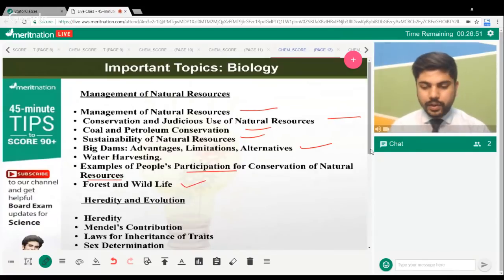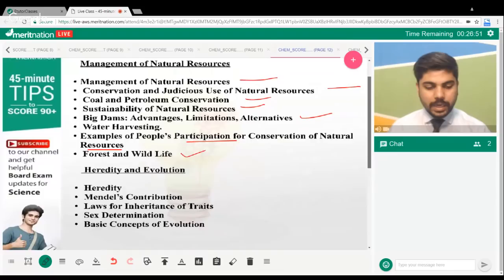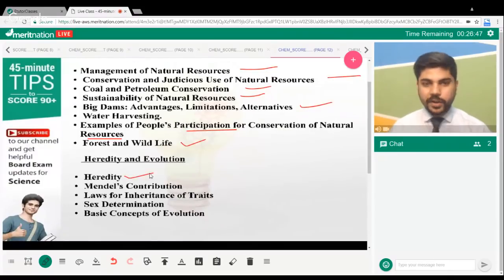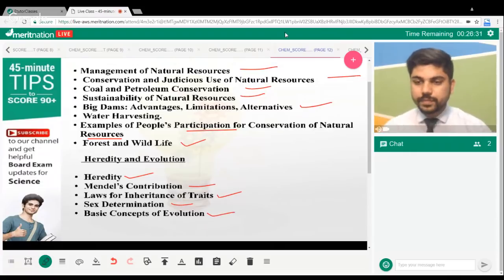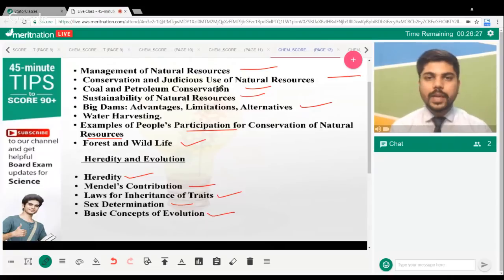If I talk about the other chapter, heredity and evolution, you should know what heredity is. You should know Mendel's contribution, right? You should also know the laws for inheritance of traits, and you should be well versed with sex determination also, and basic concepts of evolution. Okay. Now, this is what the important topics are.